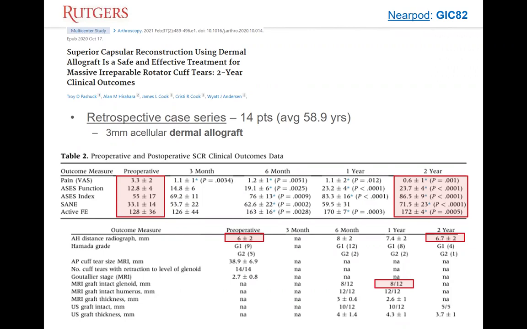And MRIs post-operatively at 1 year showed that graft thickness was similar to pre-op. 57% had vascularity on duplex, and 67% appeared to be fully intact on MRI. They had a 14% rate of complications, and there was only 1 revision to reverse. Though the sample size was small, this did demonstrate that the acellular dermal graft can be a viable option.